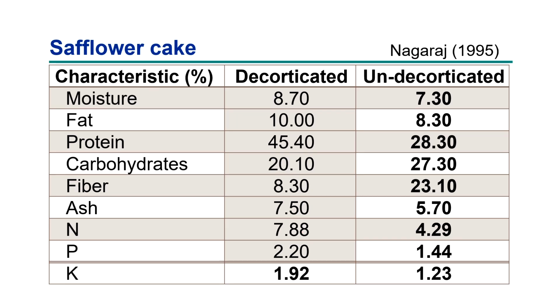So, you can see the characteristics of the safflower cake. Decorticated cake contains 8.7% moisture, and the main point here is that the fat is 10% here and in undecorticated cake the fat is 8.3%.